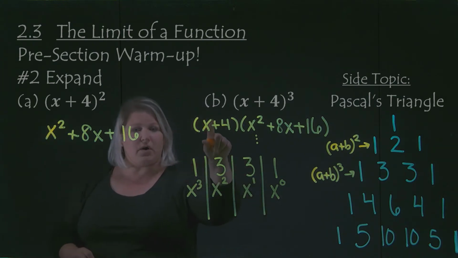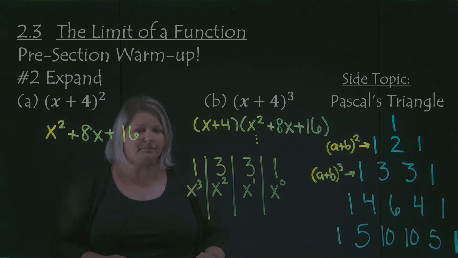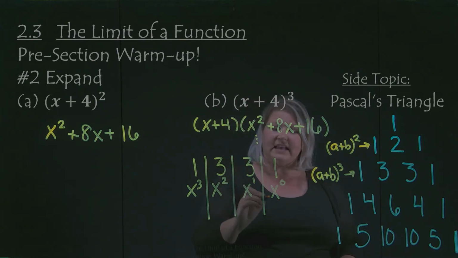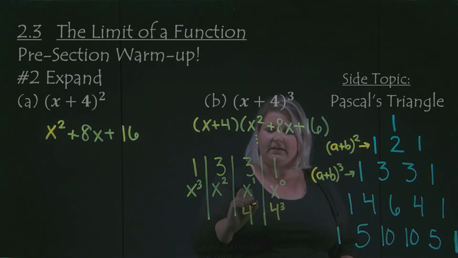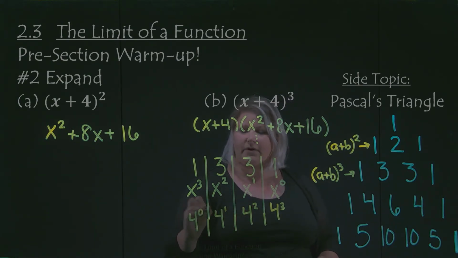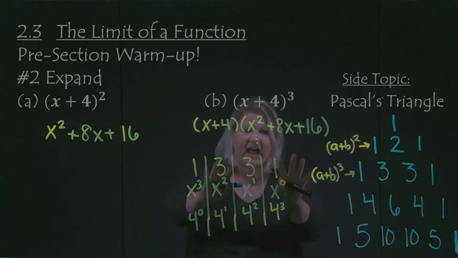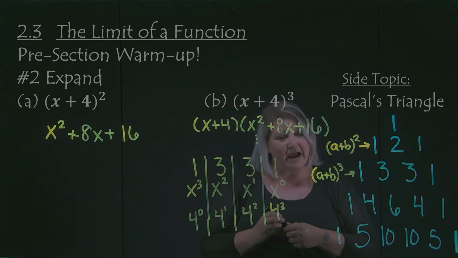Notice the first one, the x, starts high and then goes down. The next thing I have, because I'm going to cube x plus 4, is the 4. And instead of starting the 4 over here, I'm going to start the 4 over here at the highest power. So I'm going to have 4 to the 3, 4 to the 2, 4 to the 1, and 4 to the 0. And then I'm going to combine these to get the answer to x plus 4 to the third power.